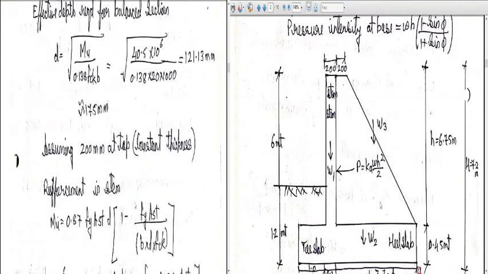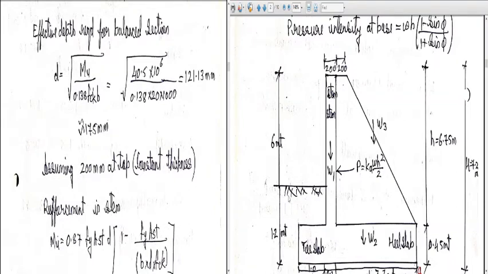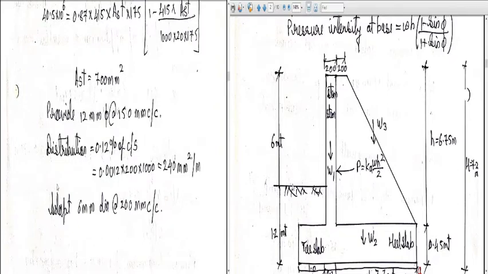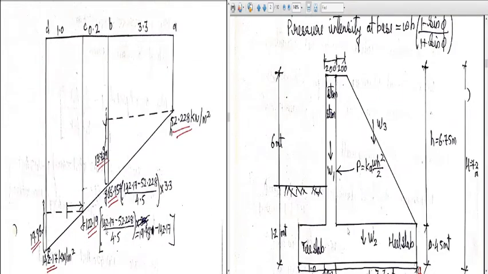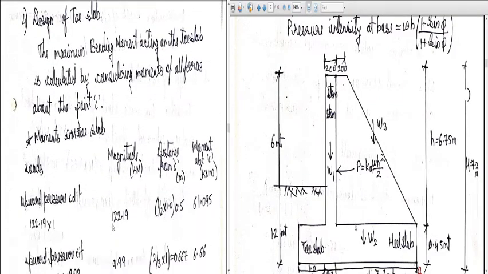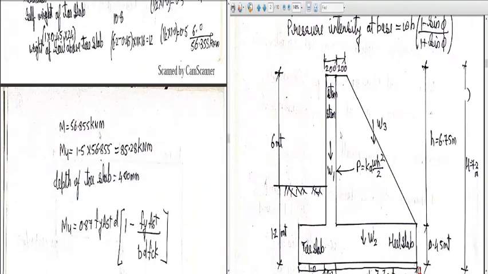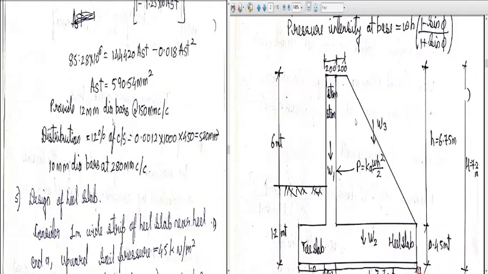Now initially when the design of the stem was done, the reinforcement provided was 12 mm diameter at 150 mm center to center, and the distribution bars were 6 mm diameter at 200 mm center to center. So this was the reinforcement provided in the stem section. Then we did the stability calculation and the pressure distribution. Then we did the design of the toe slab. The toe slab had reinforcement of 12 mm diameter bars at 150 mm center to center, and distribution bars of 10 mm diameter at 280 mm center to center.